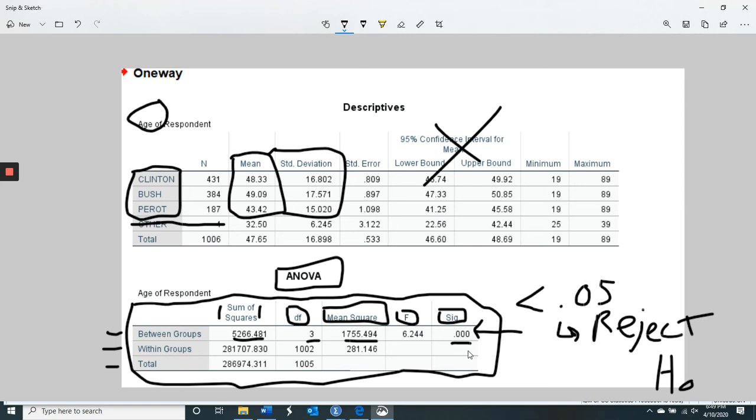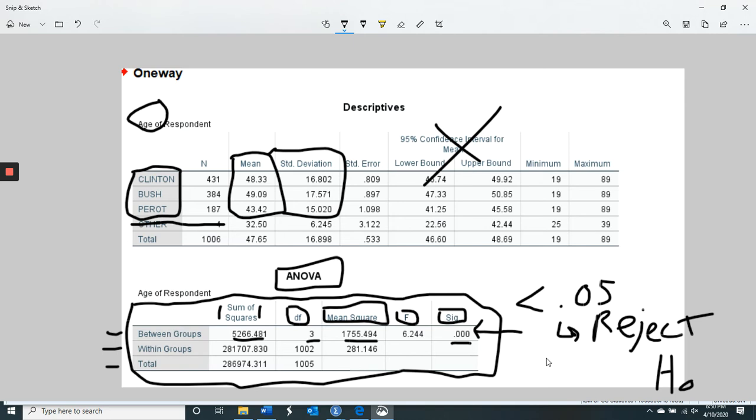You can't be at 0, so it's probably like a 0.001% chance that we make a type 1 error. So it's a very small chance that we'd make a type 1 error, so it's less than 0.05, less than a 5% chance of a type 1 error. So we're going to reject the H0, and the H0 in this case is that the groups are equal.